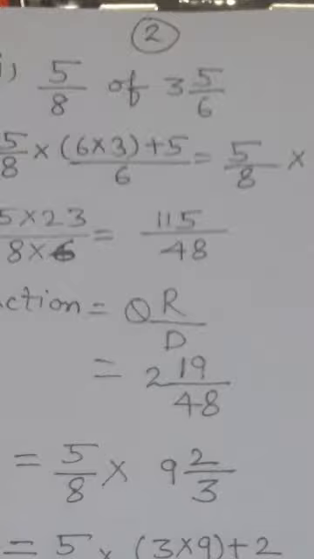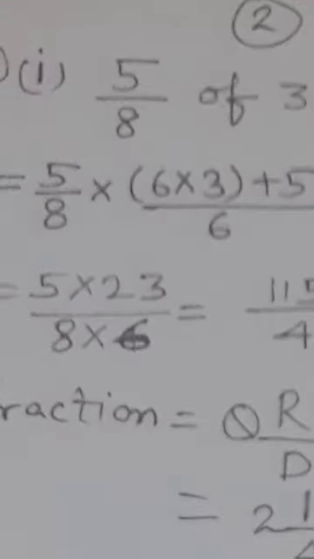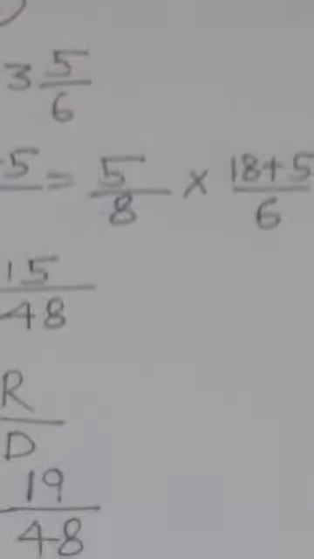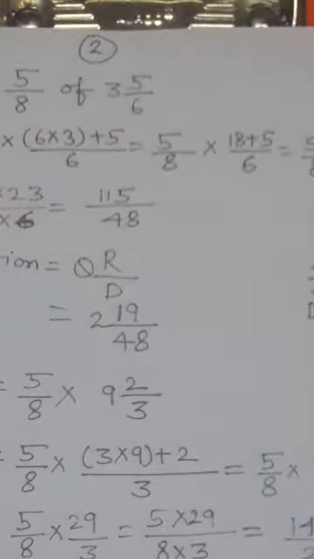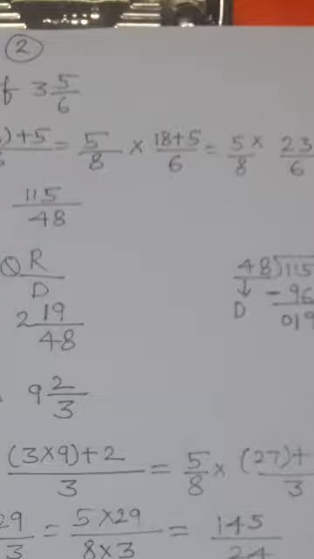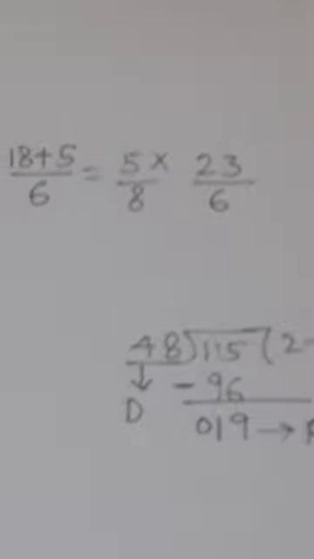For converting it into a simple fraction, the denominator 6 will be multiplied by the whole number 3 and to their product we will add 5 upon 6. Now see here, this 5 by 8 will remain as such, 5 by 8. Then 6 3s are 18. 18 plus 5 upon 6. 5 by 8 will remain as such. 18 plus 5 is 23 by 6.